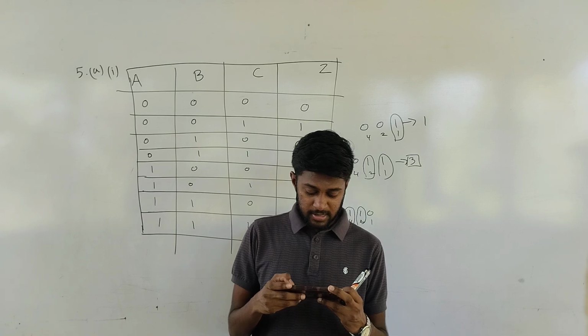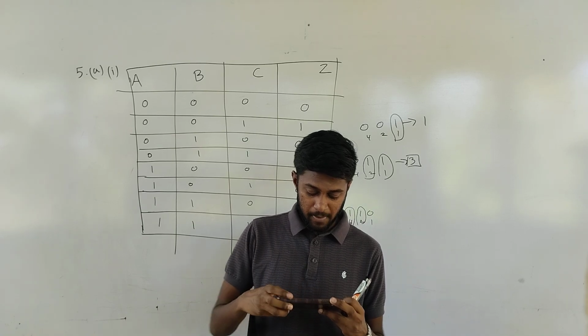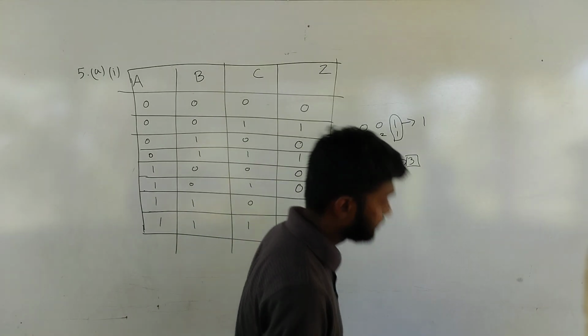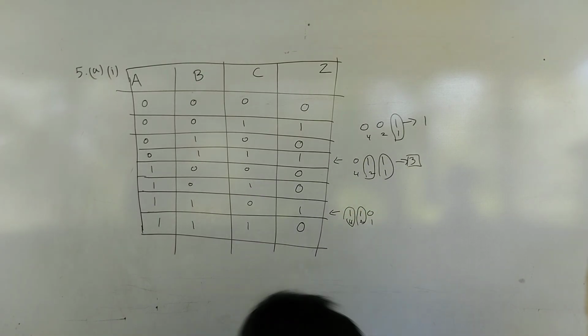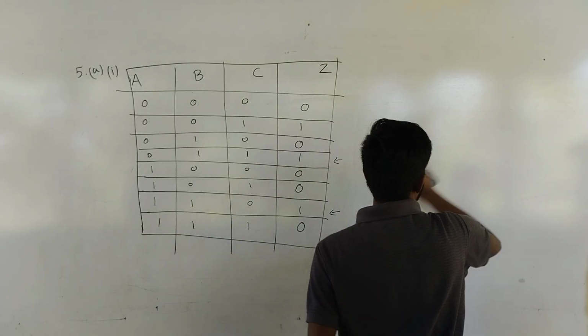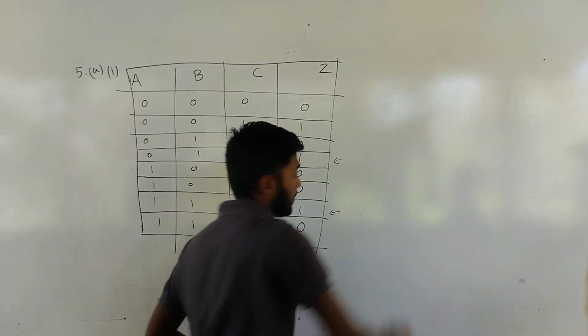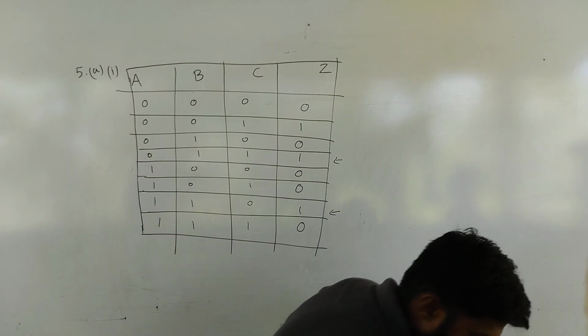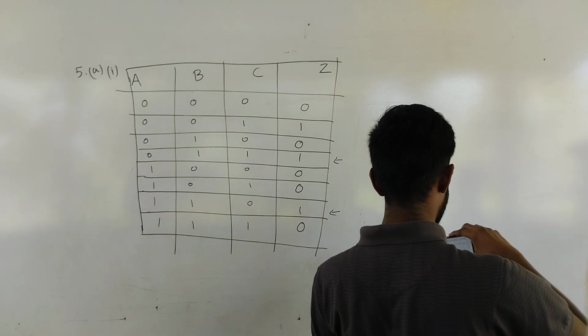Then let us complete the Karnaugh map as well. Let me erase this stuff now, and let me draw the Karnaugh map here. So, ABC.